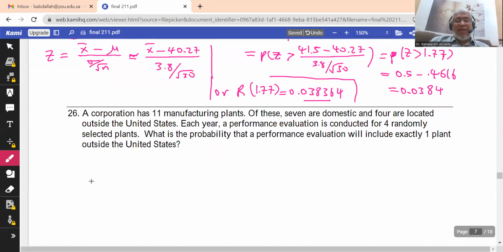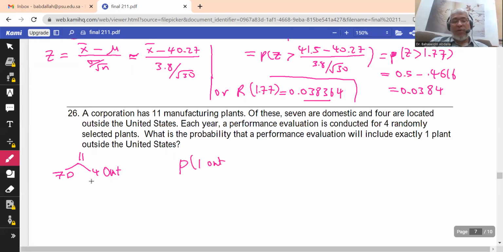A corporation has 11 manufacturing plants. Of these, 7 are domestic and 4 are located outside the United States. So those 11 are divided into 7 domestic and 4 outside. Each year, a performance evaluation is conducted for 4 randomly selected plants. So we need to select 4 out of 11. What is the probability that a performance evaluation will include exactly 1 plant outside?